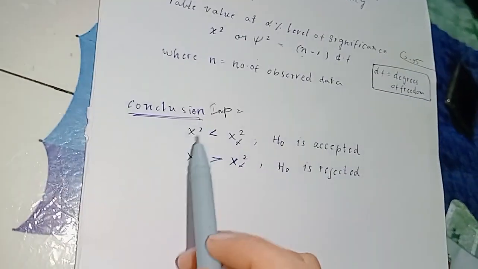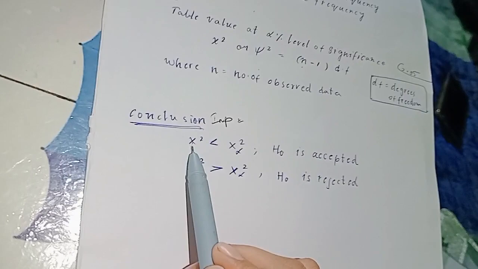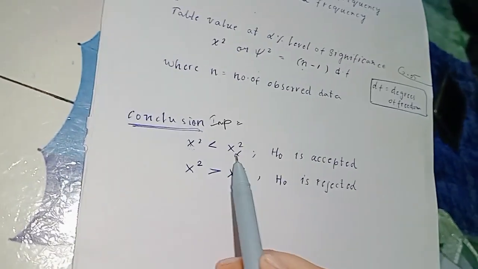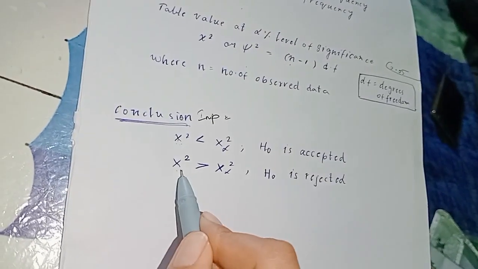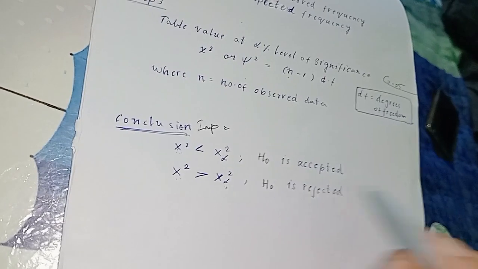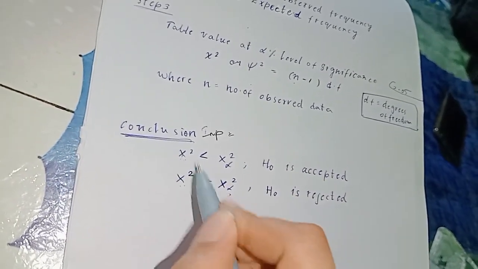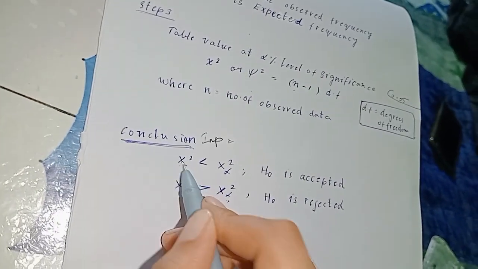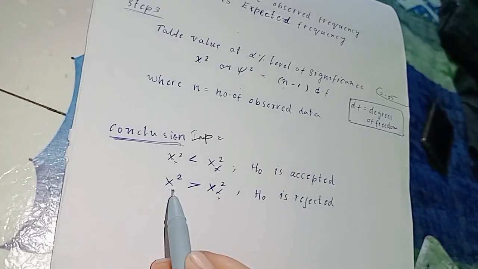If x square value is less than this value, then H naught is accepted. If x square value is more than the significance value, then H naught is rejected. Just remember this too. If this value is less, H naught is accepted. If x square value is more, H naught is rejected. Now try to solve a question.